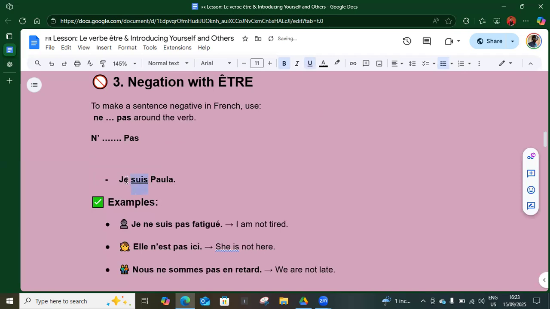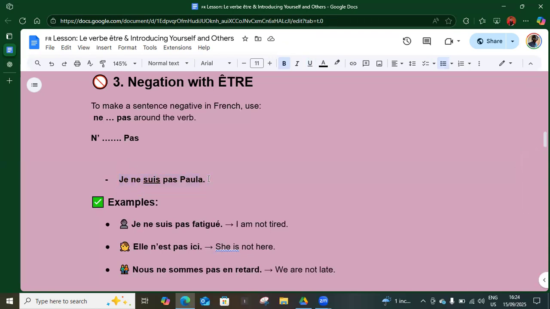The language structure says for forming the negation, you put the ne or the n apostrophe before the verb. So we're going to ask ourselves, is this verb starting with a vowel or a consonant? I can see the verb starting with a consonant S. At this point, I will use ne. So here I'm going to put ne, and after the verb, I will put pas. So here I have je ne suis pas Paula, which means I am not Paula.